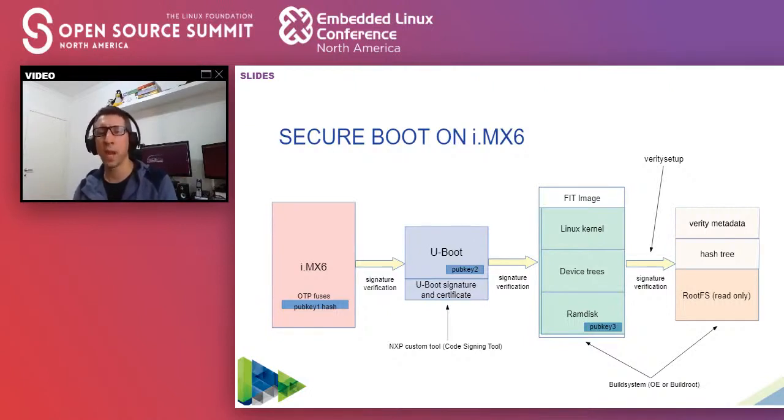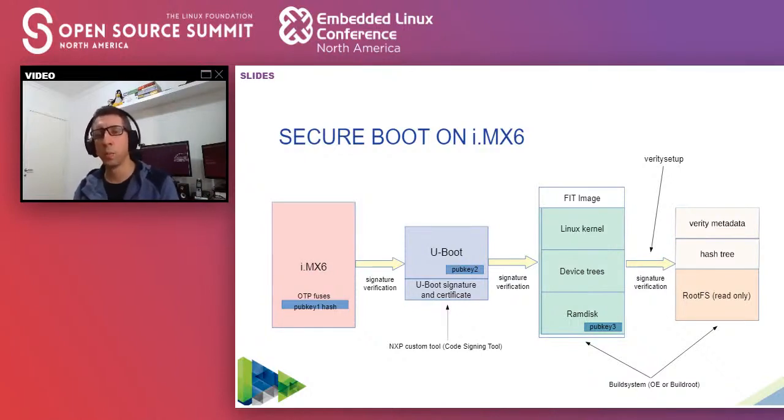So inside this FIT image, we have the Linux kernel itself, possibly device trees if we're talking about ARM, and we're going to have our initrd image that's going to boot to check the root file system. Each of these images is going to be signed with a private key, and U-Boot is going to have the public key to check the signatures.